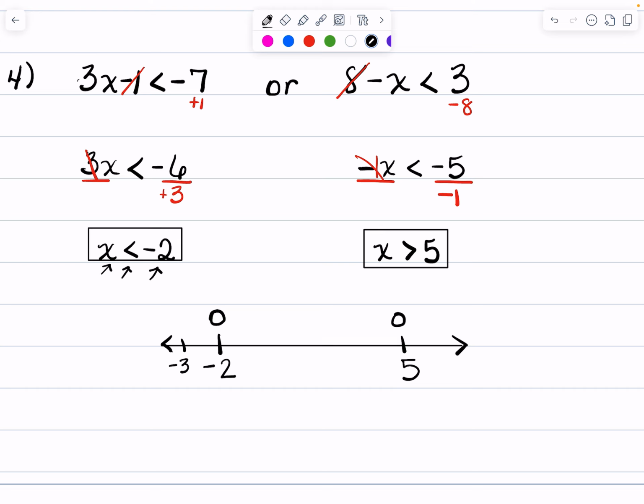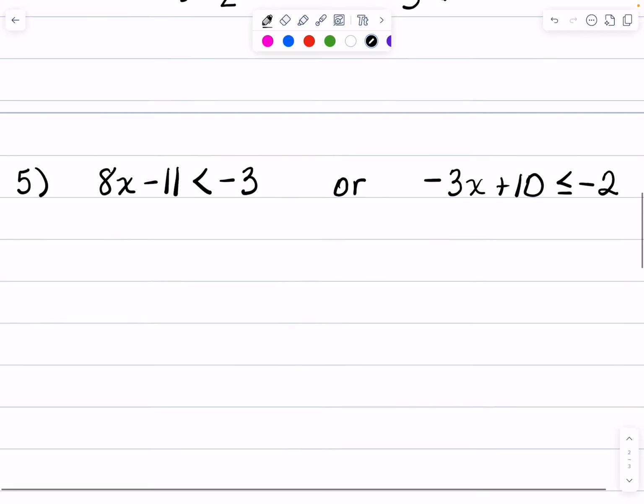Now on the other side it says x is greater than 5. So a number that would be greater than 5 would be 6. So in this case, we're going to shade to the right. Right? This would be an OR compound inequality. All right, let's go ahead and look at number 5.